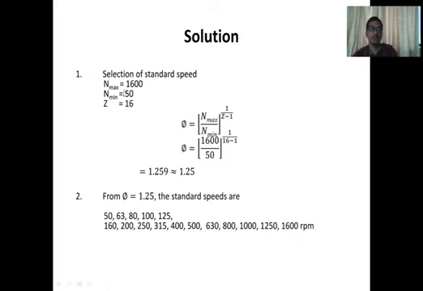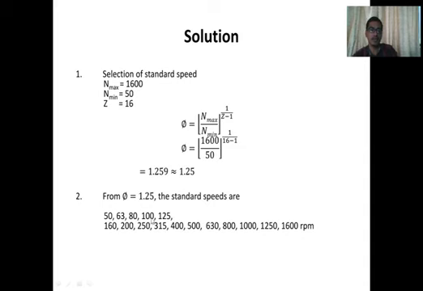The first speed is always the minimum speed, 50 RPM. The second speed is the first minimum spindle speed into the phi value, which means N2 is equal to N1 into phi, that is 50 into 1.25, and you will get 63. Next, the third speed we get from the formula N3 is equal to N minimum into phi square, means 50 into 1.25 square, and you will get the value 80.